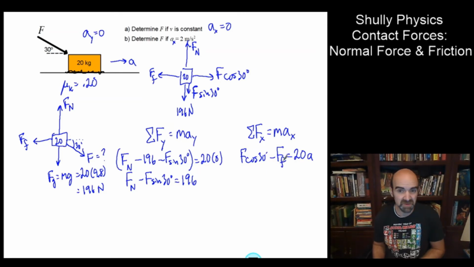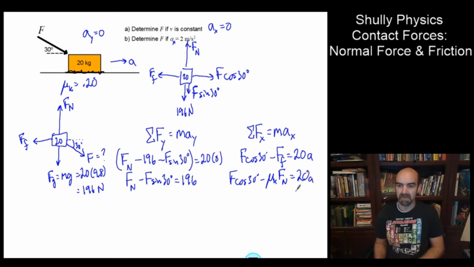So we're going to substitute friction here, and this is a kinetic friction. So I can substitute mu k times normal force. All right, and now if we look at this, we got normal force, F, and do we know everything else? We know the mu k, the coefficient of kinetic friction, is 0.2, and we're going to be able to plug in an A for each situation. So we're actually ready to go. We have two equations with two unknowns.